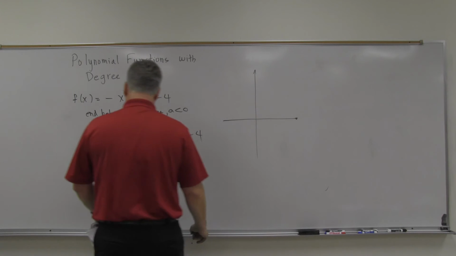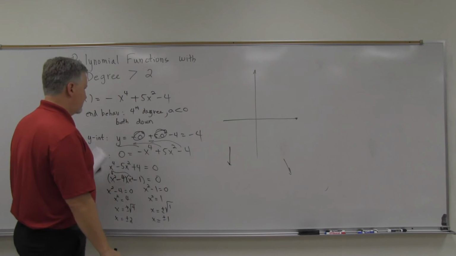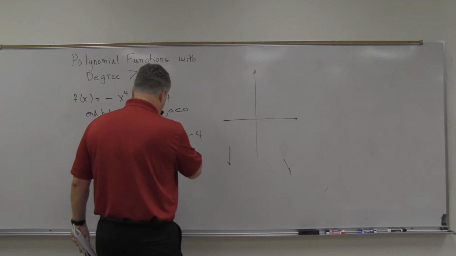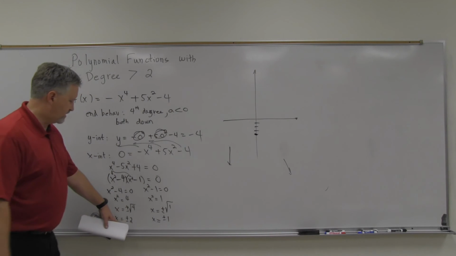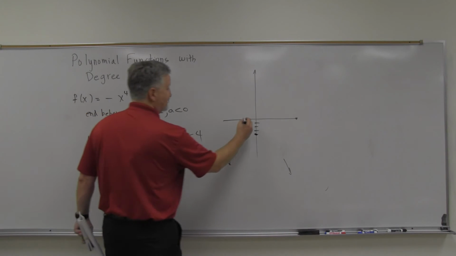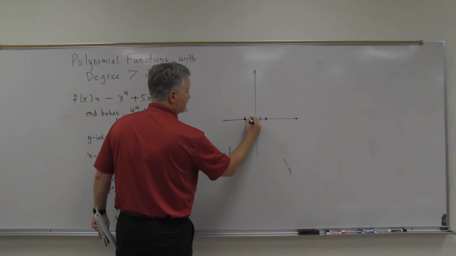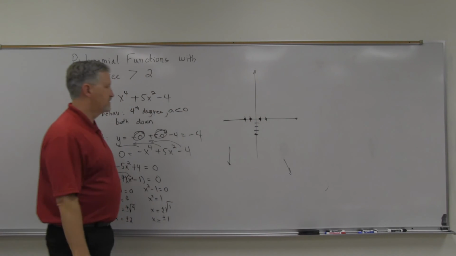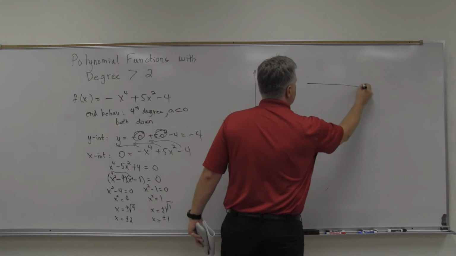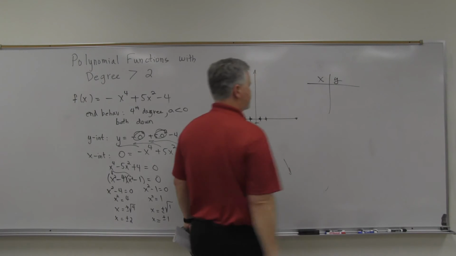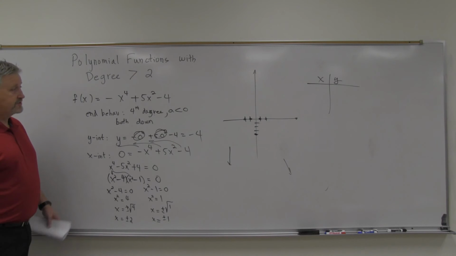So that gets us both down. Y-intercept is negative 4. The x-intercepts, well, I've got 4 of them. Plus or minus 2. Plus or minus 1. So they're all crammed in there. And last but not least, let's fill in a couple of points between the x-intercepts.